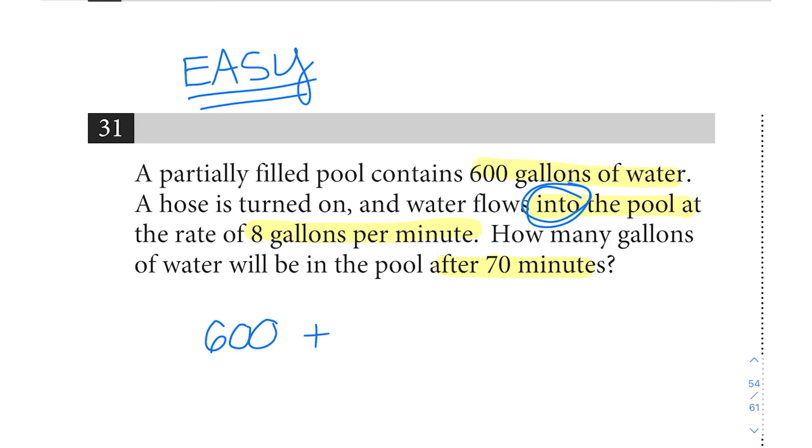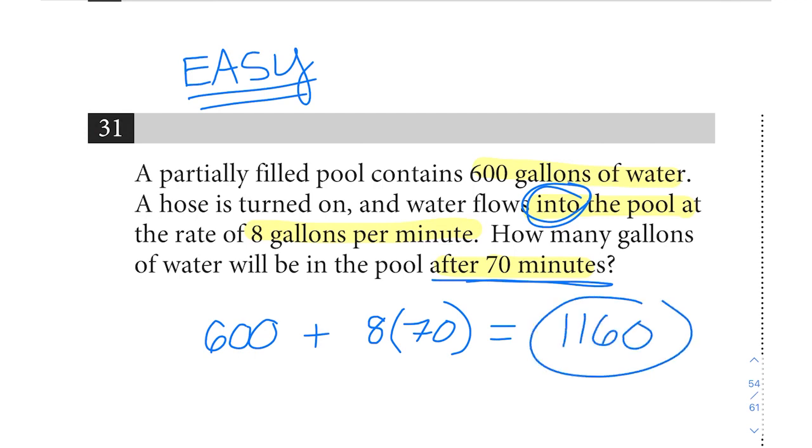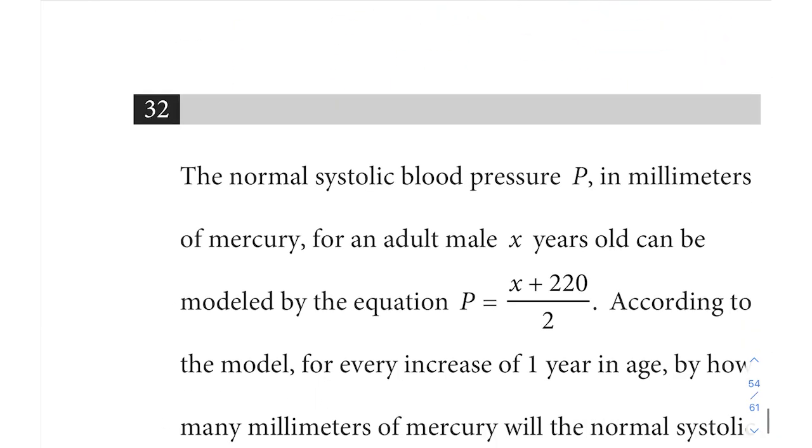Okay, so this is going to be our constant. 600 is what we're starting with. And then water's flowing into the pool. That means we're adding water. And it's 8 gallons per minute. So that's our rate times our number of minutes. That would be 8m as a variable, but in this case they tell us 70 minutes. And that's it. So it's what we started with plus what we're adding.